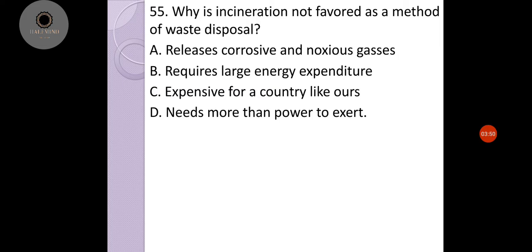Ano ba yung incineration? Sa Bisaya or sa Tagalog, pagsusunog ng basura. So it is not a favored method of waste disposal. It's because it releases corrosive and noxious gases. Yung carbon dioxide. Masyadong maraming carbon dioxide yung ma-release niya na nakakasira sa ating environment or sa kalikasan.